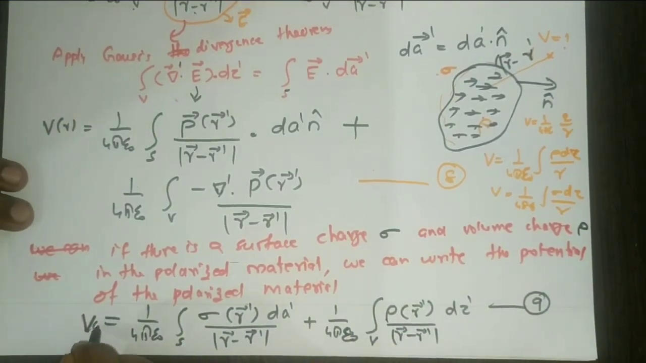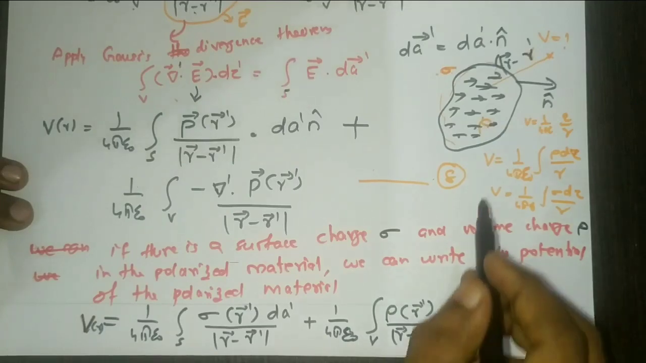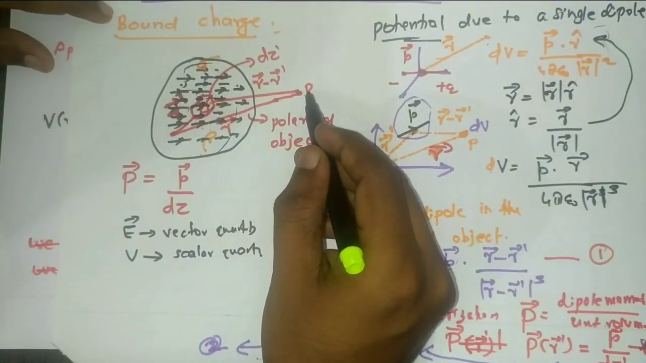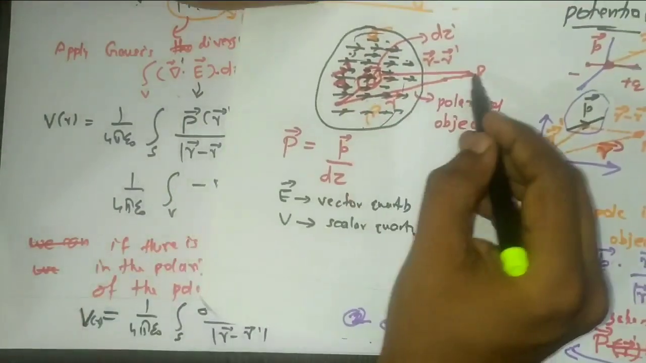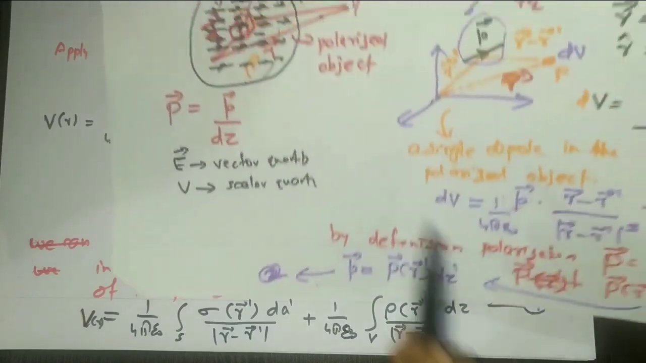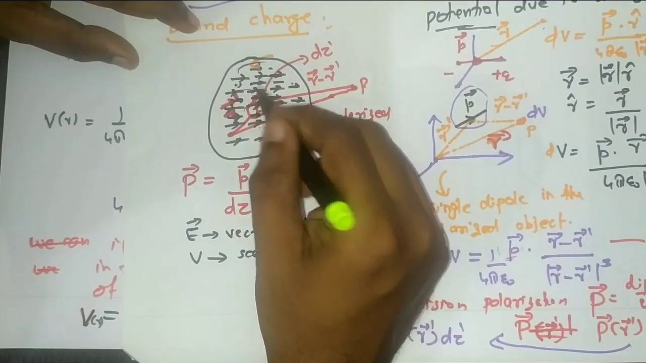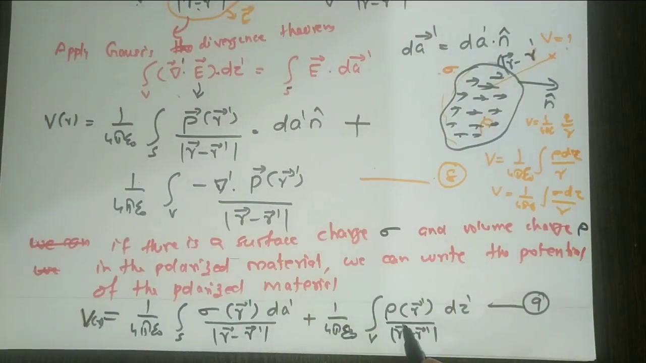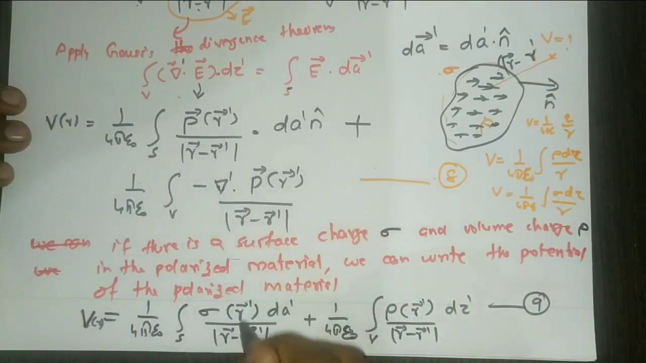Now see, both equation number 8 and equation number 9 give the potential at the point P. Equation number 8 is the potential at the point P due to the polarization, and equation number 9 is the potential at the point P due to the surface and the volume charge distribution that arise from the polarization. Okay, that is, the left hand side of equations 8 and 9 are the same. If the left hand side is the same, obviously the right hand side of the equation will be the same.